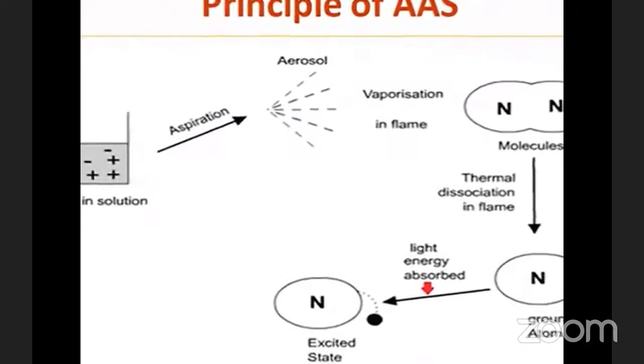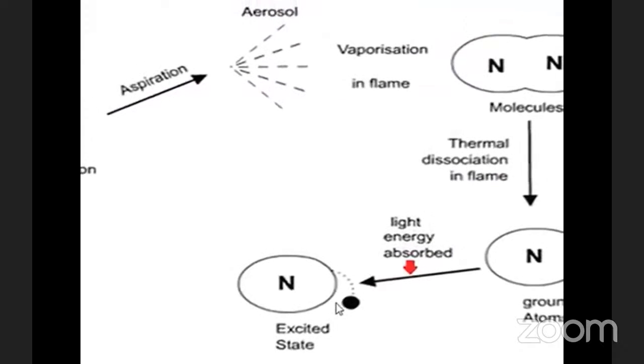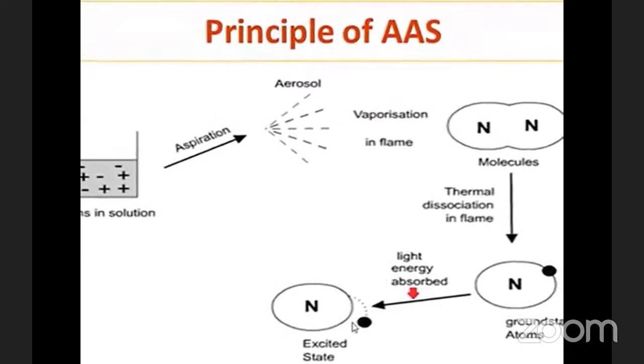These atoms are capable of absorbing their own characteristic radiation. If the light of this characteristic wavelength is allowed to pass through a flame containing these atoms, absorption takes place. The amount of radiation absorbed is proportional to the number of absorbing atoms present in the flame. And this absorption depends on the number of unexcited atoms present in the flame, and hence is independent of the flame temperature.